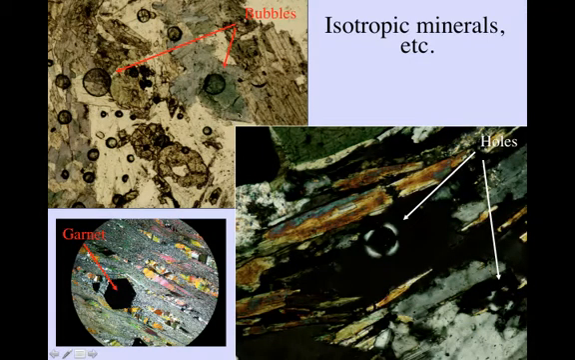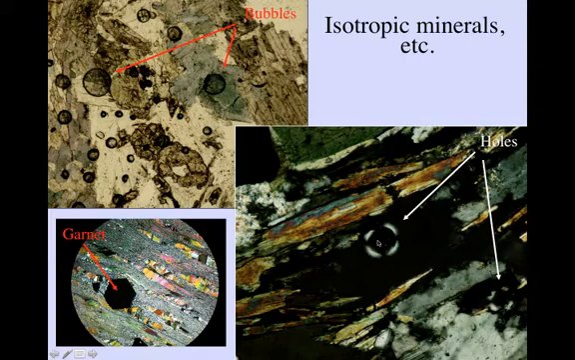Here's an example of a garnet, another nice little euhedral 6-sided garnet in XPL. And if I rotate the stage, it's going to stay extinct the entire time. The other examples of isotropic things that you're likely to encounter are bubbles, and you can identify bubbles in the epoxy because they're nicely round.